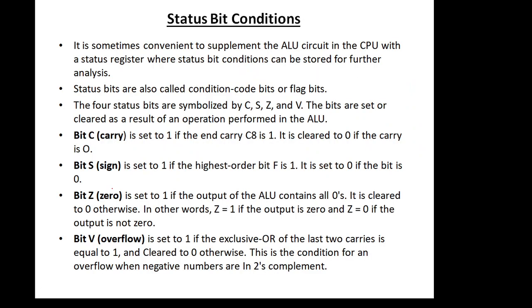So that is the theory over here. You can go through this slide. Here bit C, C in the sense carry, is set to 1 if the end carry C8 is 1, as I have said in the diagram. The sign bit is set to 1 if the higher order bit F is set to 1. If bit Z is set to 1, the output of the ALU contains all zeros. The overflow flag is set to 1 if the exclusive OR is equal to 1. So these are the status bit conditions.